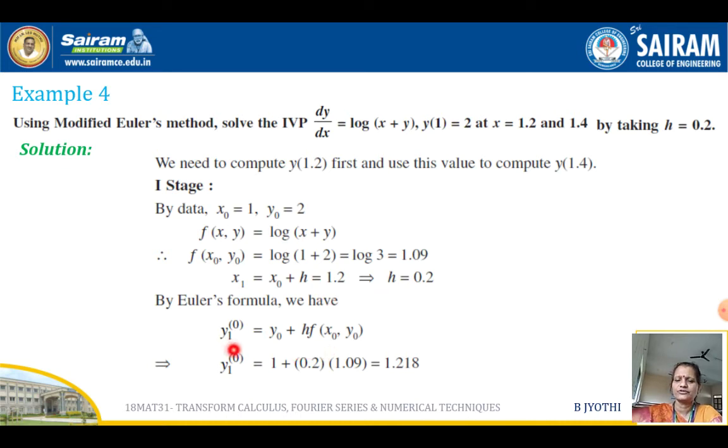By the Euler's formula we have y1 of 0 is y naught plus h into f of x naught y naught, that is 1 plus 0.2 into 1.09, that is 1.218.